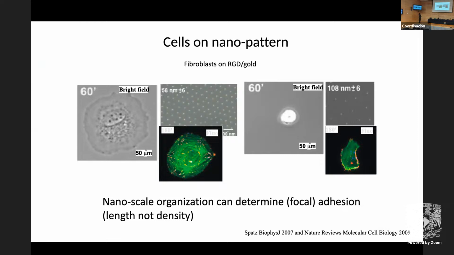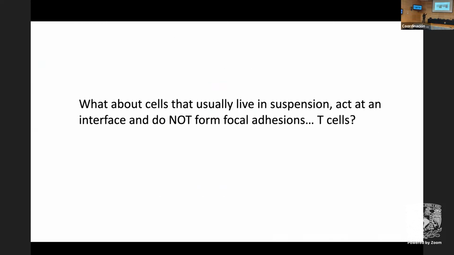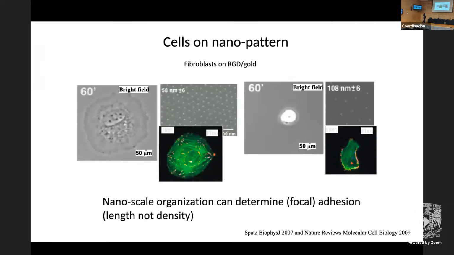Depending on the spacing, the cells may be able to spread normally, form the actin fibers, etc. Or if the spacing is too big, they're not able to do that. And they have some clever means to show that it's really the spacing that matters and not the density. If you take the same density, but some of the molecules are closer, then the cell is still able to spread. They concluded, not them actually, later papers concluded that this spacing comes from the size of talin.